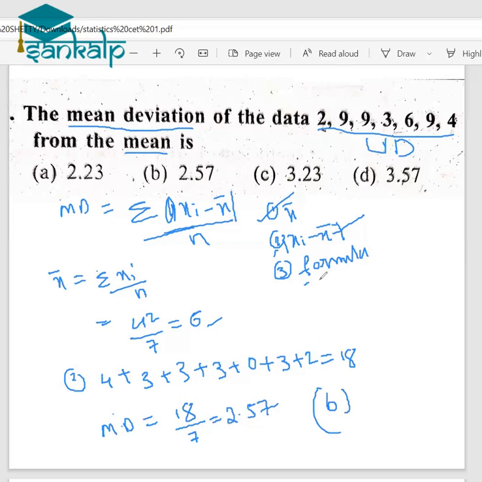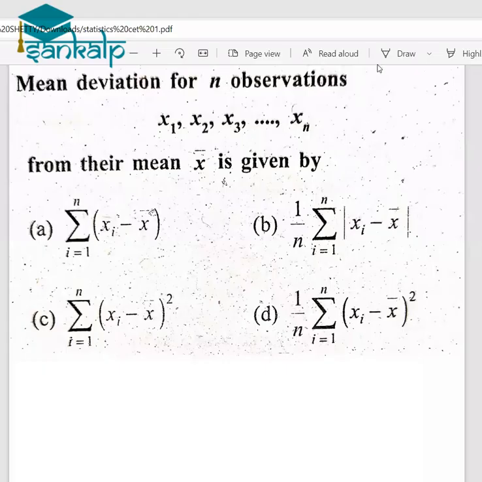Okay, so next, question number 2. Mean deviation for n observations x1, x2, x3 up to xn, from their mean x bar, is given by. This is a direct question; you need to know the formula for calculating the mean deviation using x bar in case of ungrouped data.